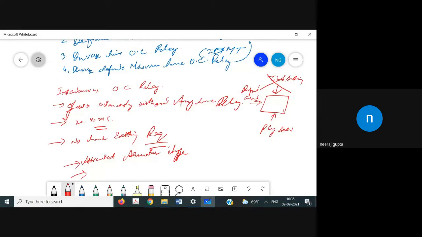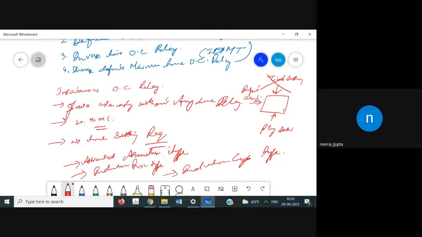Induction disc type. And cup type. So these are the few important points related to this instantaneous overcurrent relay.